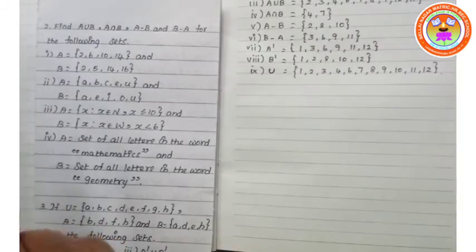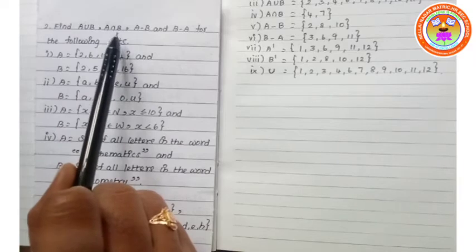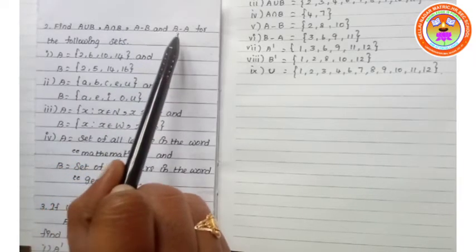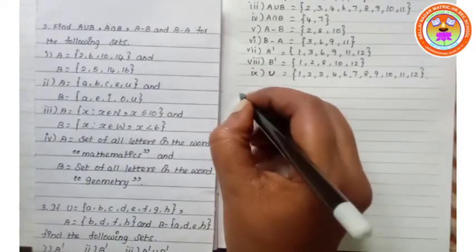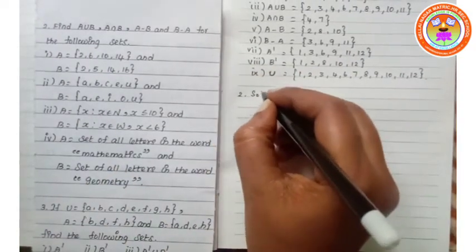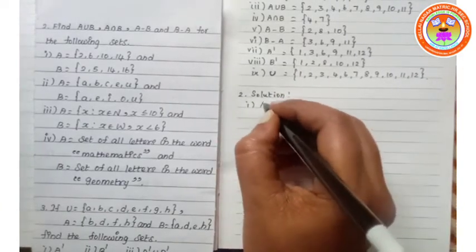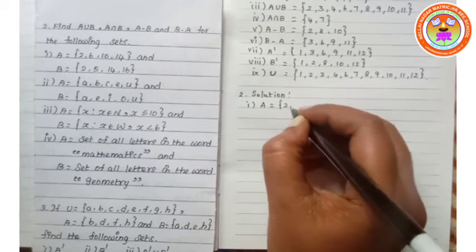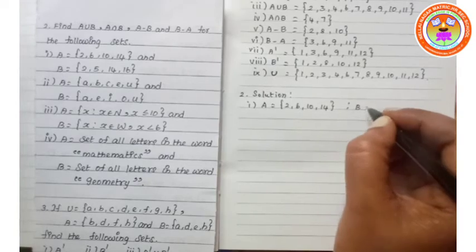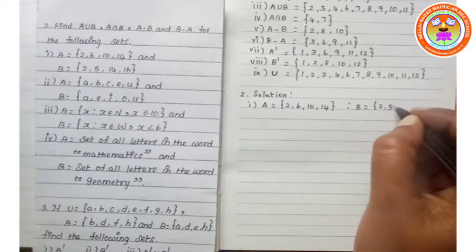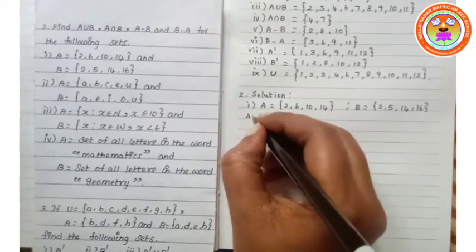Now, we'll see the second question. Find A union B, A intersection B, A minus B and B minus A for the following sets. First subdivision, given the set A is equal to 2, 6, 10, 14 and the set B is equal to 2, 5, 14, 16. So, first you have to find A union B.